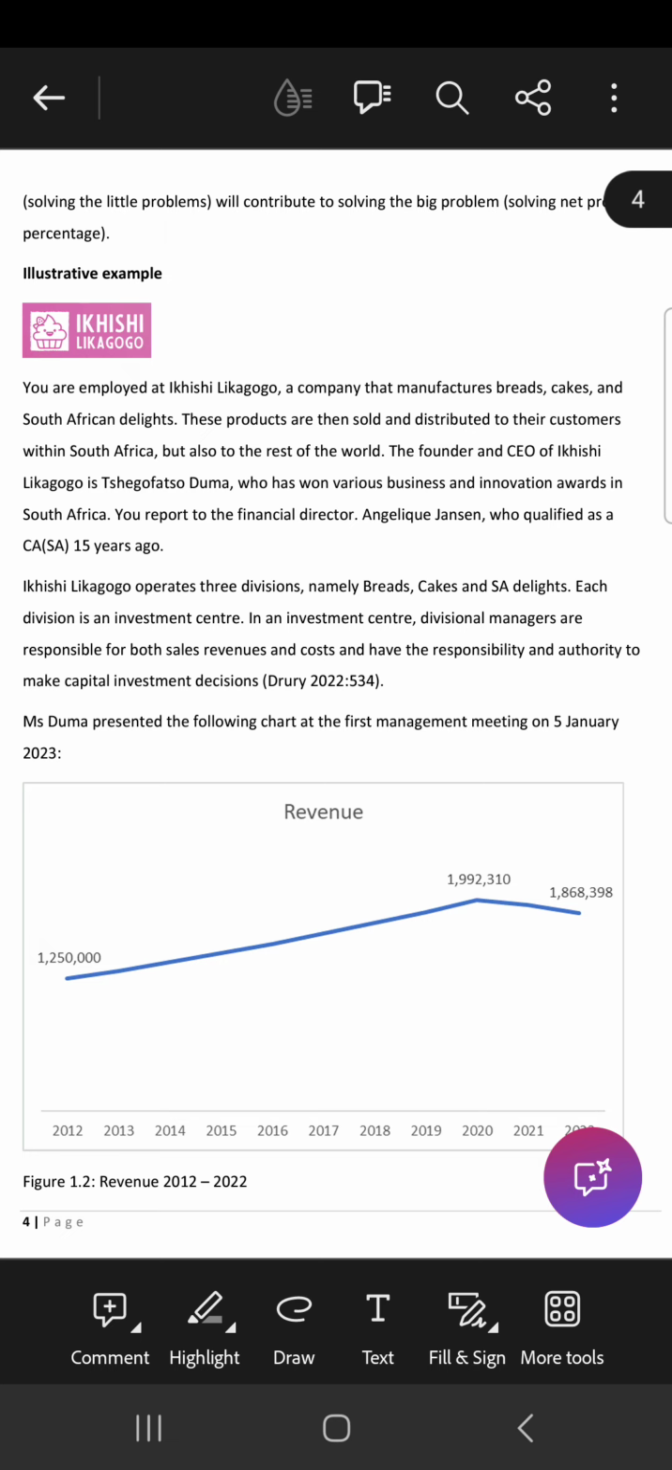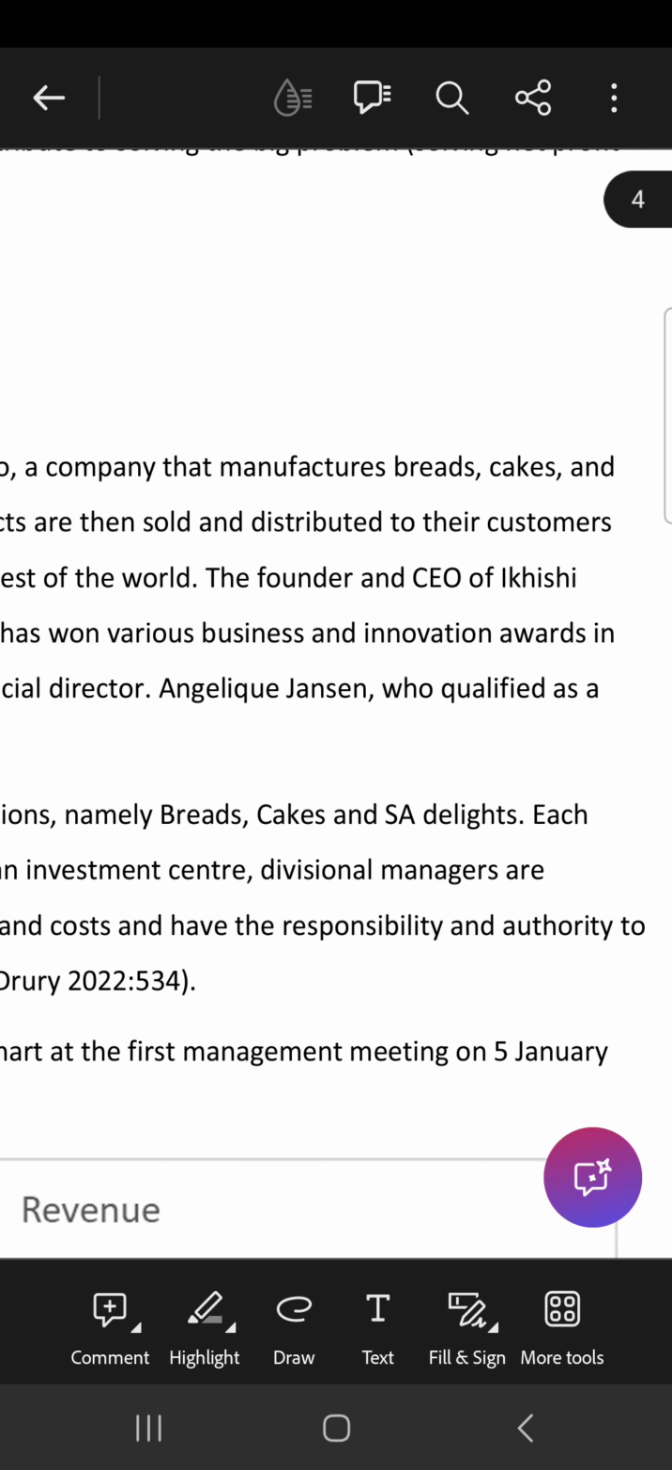Now, nonetheless, let's go into the video that we have now, and let's read through the illustrative example. It says, you are employed at Ikishi Likagogo. I don't know if I'm pronouncing that right, but yeah. It's a company that manufactures bread, cakes, and South African delights. Right? So I would highlight this. For me, this makes sense.